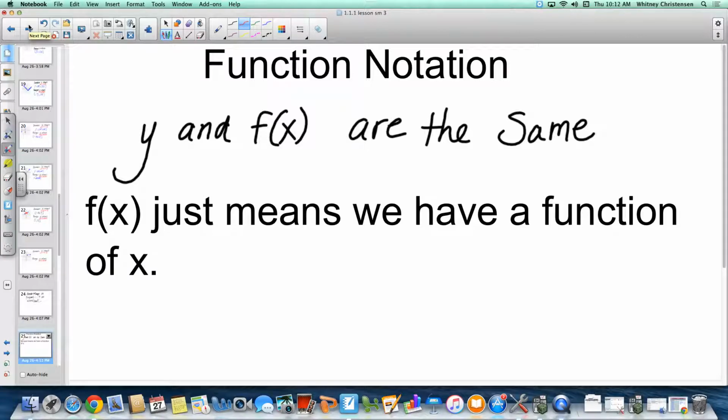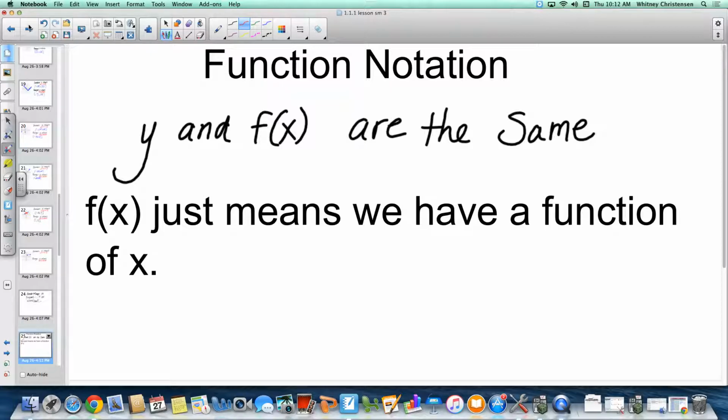So we're now in secondary 3. We're going to be using function notation pretty much from now on instead of y. So function notation just means we're going to be using f of x instead of y, but they're the same thing. So just keep that in mind, okay? So f of x is just another way of saying y. It's just the proper way of saying it.